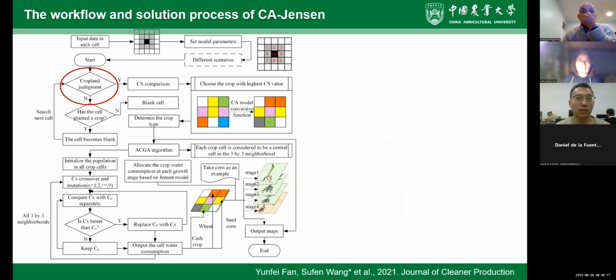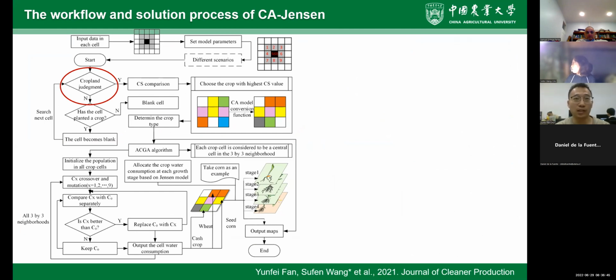This is the model-specific process. We first judge whether a grid is cultivated land, because here we believe that all crops should be planted on cultivated land and should not encroach on other land types. Second, we judge which crops are more suitable for the grid based on the crop suitability.